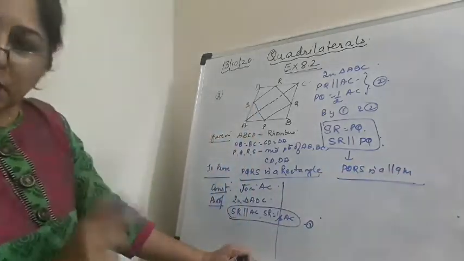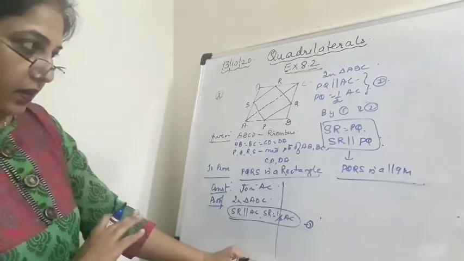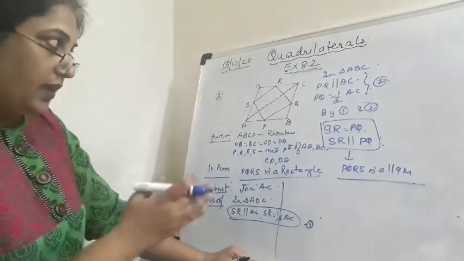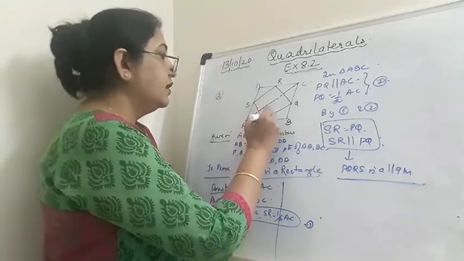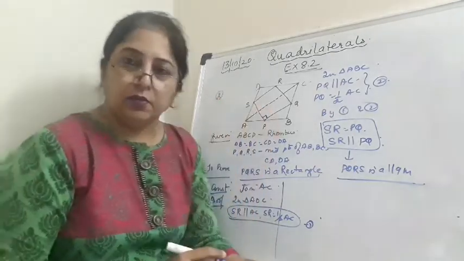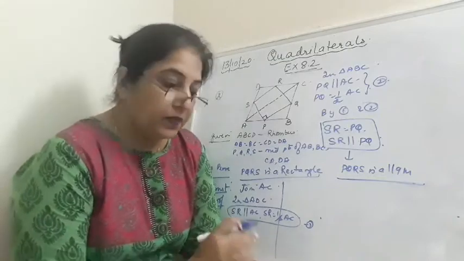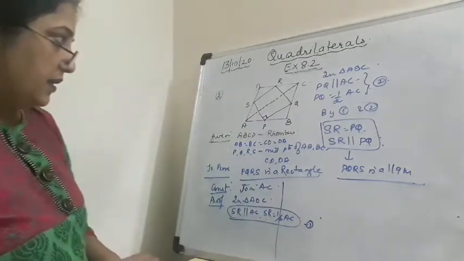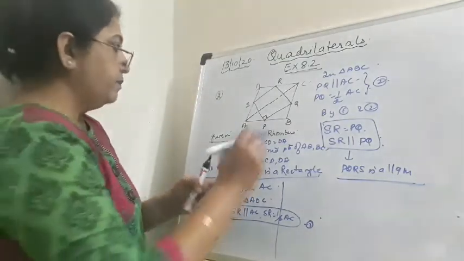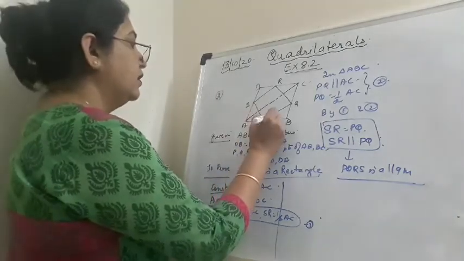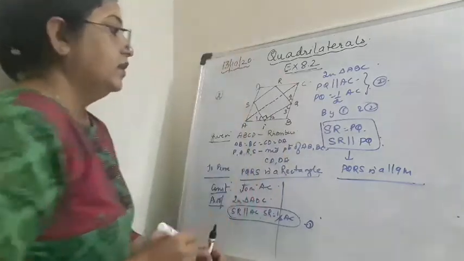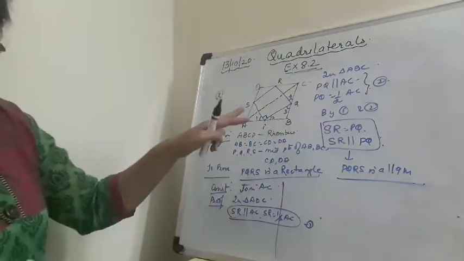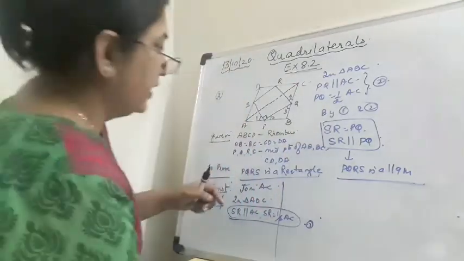Now since PQRS is a parallelogram and we have to show that PQRS is a rectangle, if we show that this angle is a 90 degree angle, PQRS will become a rectangle. Now how can we do that? Let us number the angles 1, 2, 3 and 4. Okay, so I hope this part is clear to you. We now go to the next part.